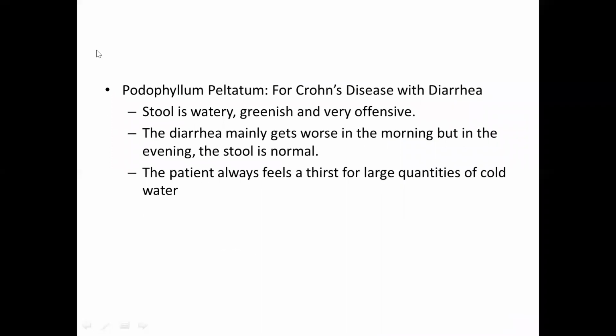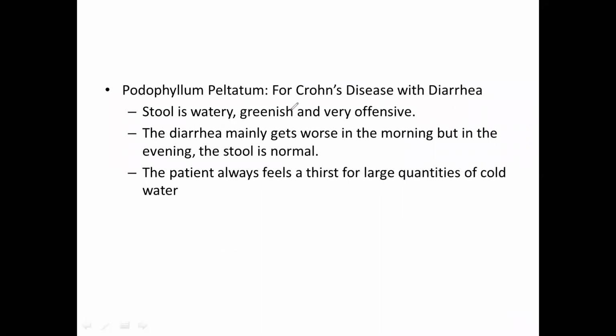The next drug is podophyllum. It is used for Crohn's disease with diarrhea. It is obvious that the patient will have diarrhea, but this diarrhea is usually watery, greenish and offensive. It usually gets worse in the morning, but in the evening the stool is normal.